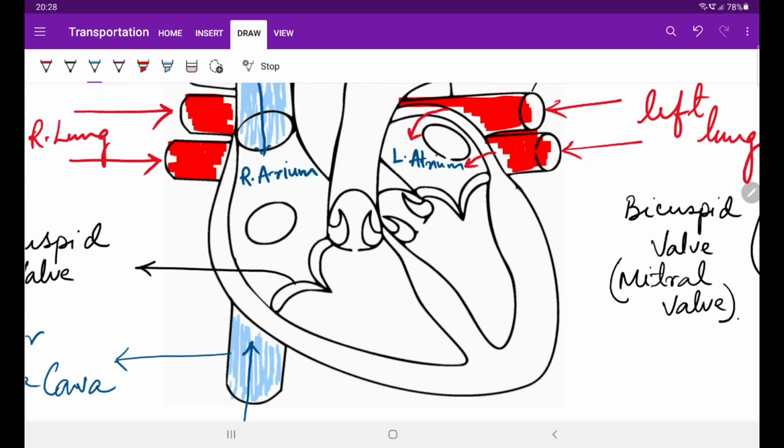Now, we will also find that these valves have some cord like structures, thread like structures, which hold on to the walls of the ventricles.